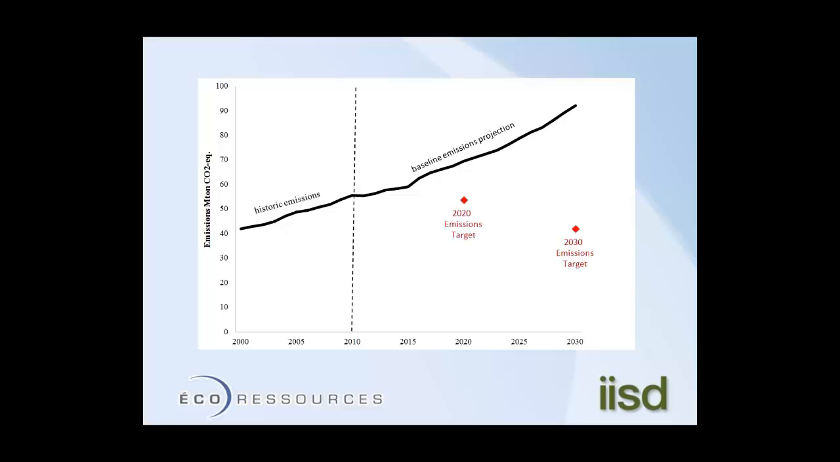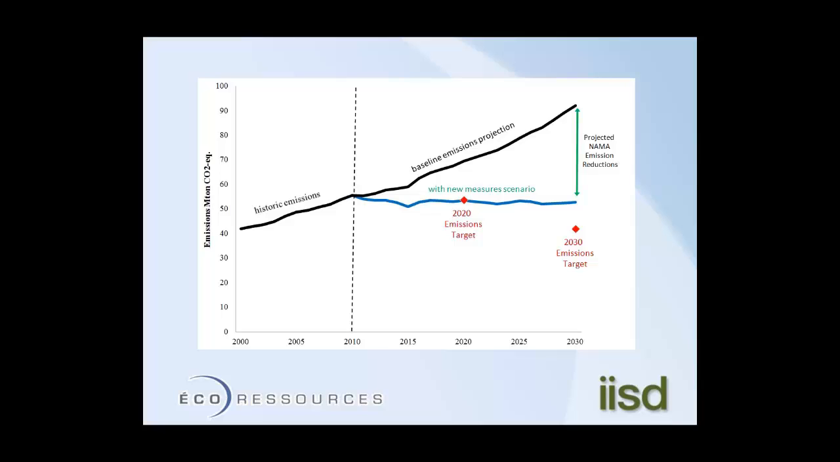Now many countries, particularly Annex I countries, have identified targets for future emission reductions. So in this example, we imagine that a country has set a target to reduce emissions in 2030 to the same level as they were in the year 2000. And also we have another midterm target to reach half of these emission reductions by the year 2020.